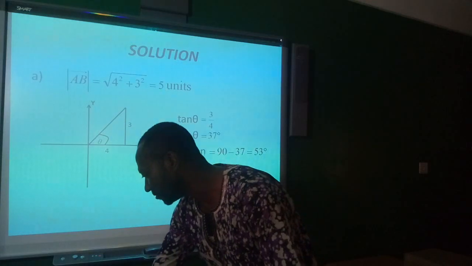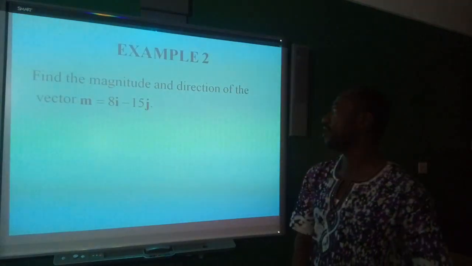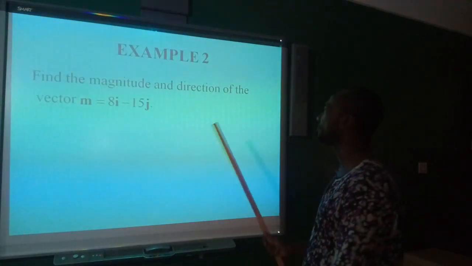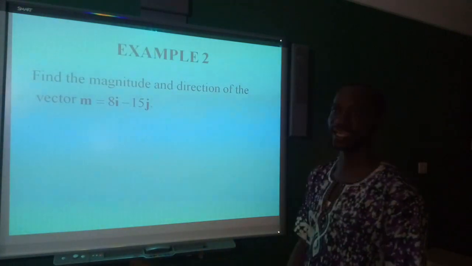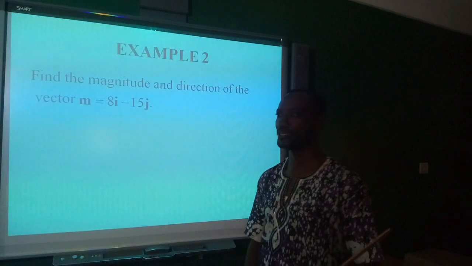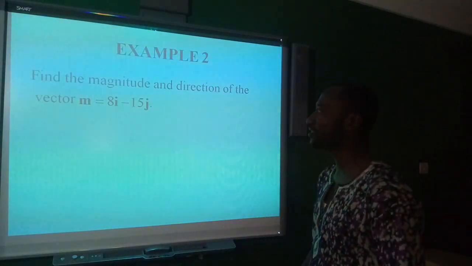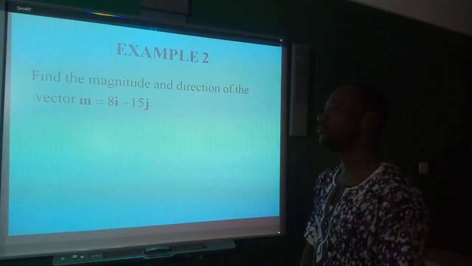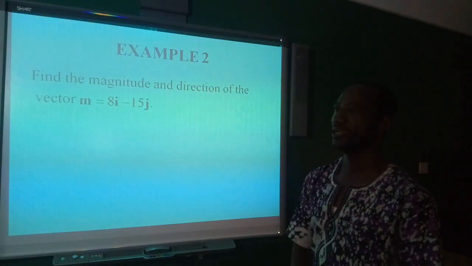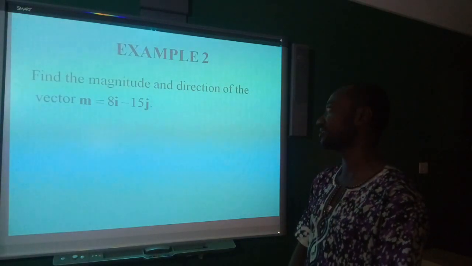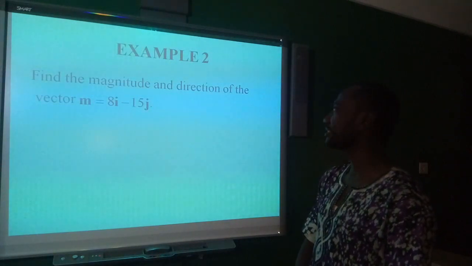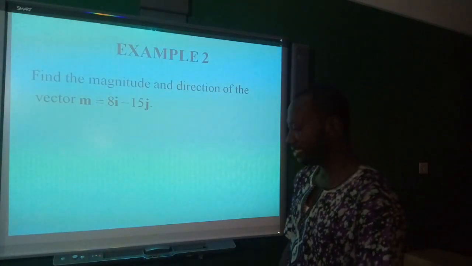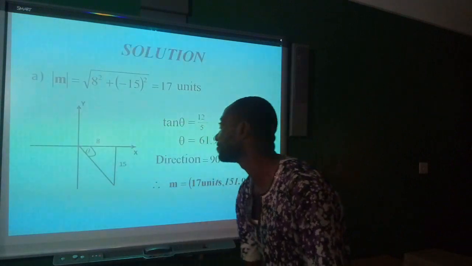Let's take a second example. Find the magnitude and direction of the vector M, which is equal to 8i minus 15j. Yes, let me give you time to try this one also. You find the magnitude of this vector and you also try to find the direction. Okay, I hope you are doing it. Yes, let's see how it goes.